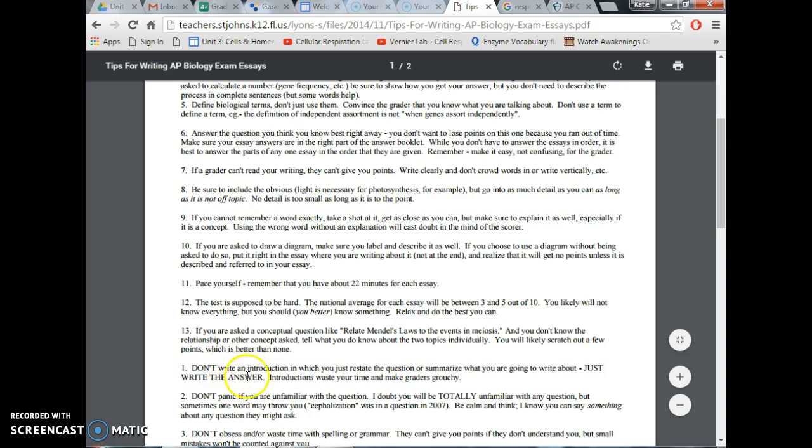As I stated before, don't write an introduction, don't restate the question, don't put any extra fancy stuff in there. You literally just want to go in there and answer the question. Just answer what they want you to know. Don't waste time writing, and don't waste the reader's time reading things that don't really need to be written down.